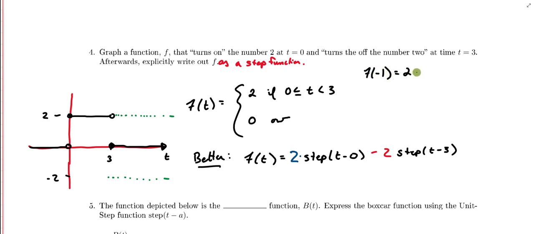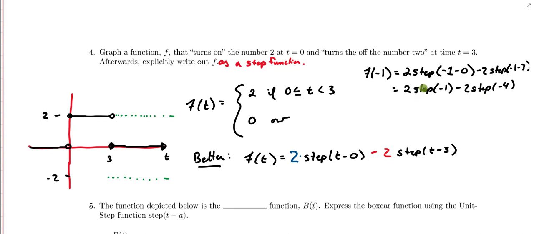That's going to be 2 times the step of negative 1 minus 0, minus 2 times the step of negative 1 minus 3. So that cleans up to be 2 step negative 1 minus 2 step negative 4. But how do these step functions work? The step function broadcasts the number 1 if the argument is greater than or equal to 0, and it broadcasts the number 0 otherwise.